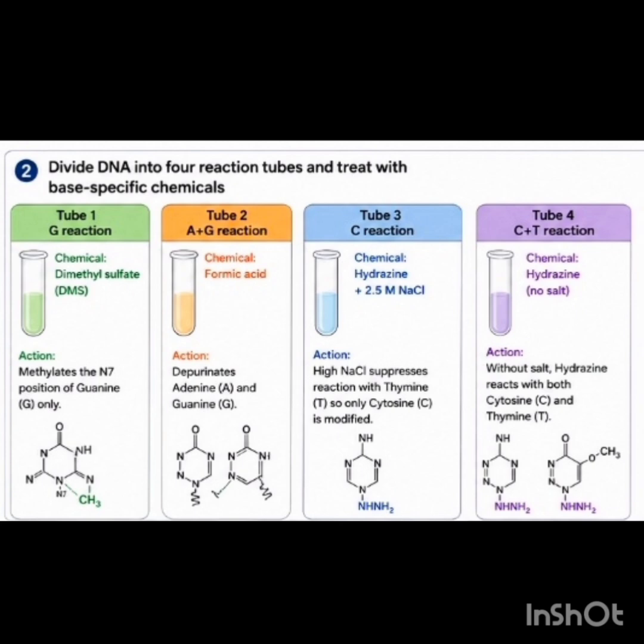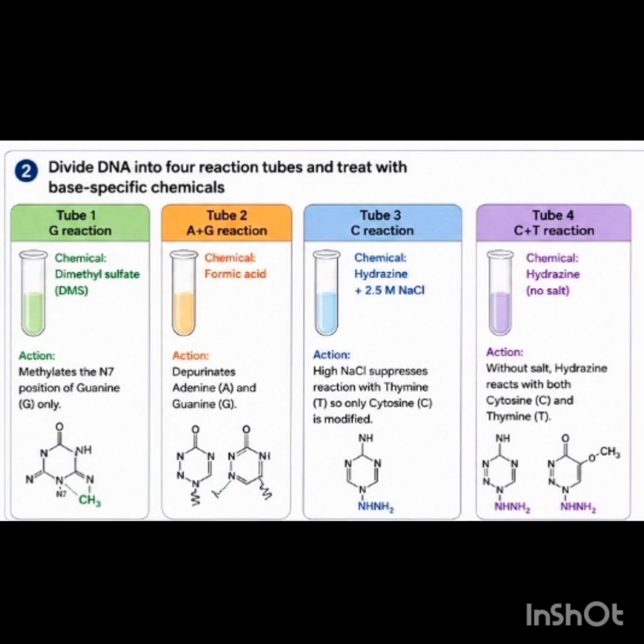The second tube is the adenine plus guanine, or A plus G, reaction. Here, formic acid is used. Formic acid acts on the purine bases adenine and guanine, weakening their attachment to the sugar phosphate backbone. In essence, formic acid prepares both the adenine and guanine sites for later cleavage, and this reaction allows us to identify purine positions within the DNA sequence.